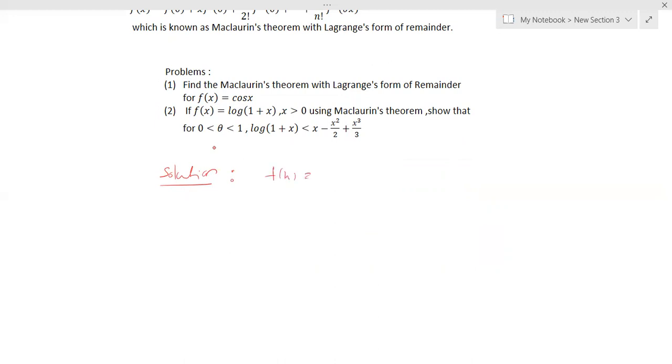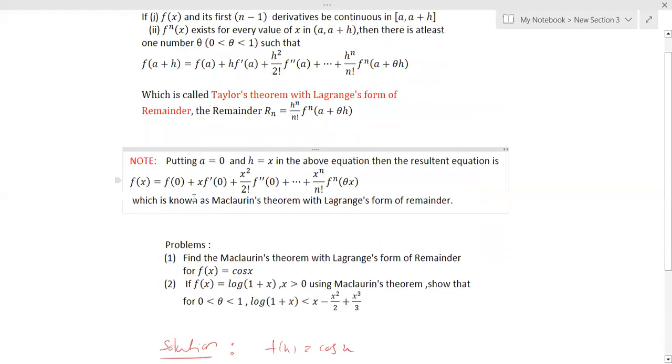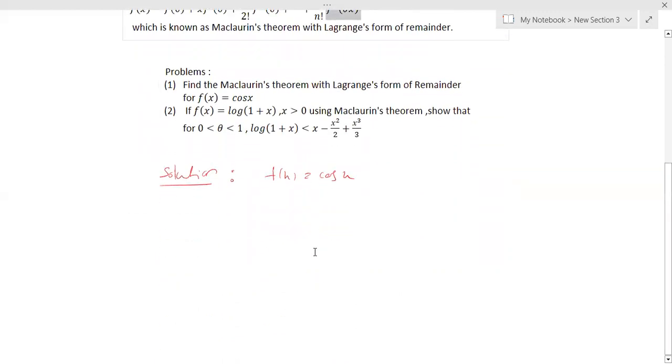What are the things we required to represent Maclaurin's theorem? We required the f of 0 value. At the same time, the f dash 0 value, the f double dash 0 value, and the nth derivative of f at 0. So find f dash x, f double dash x, f triple dash x, and so on.